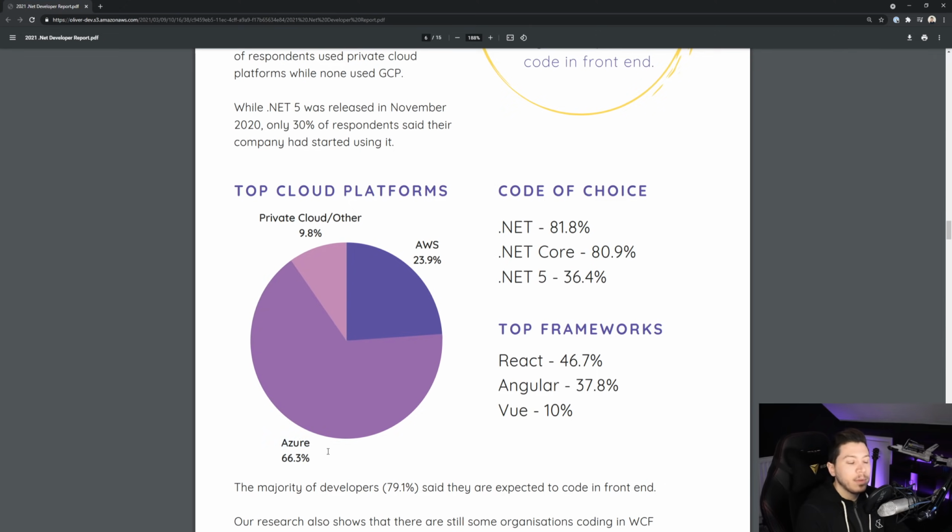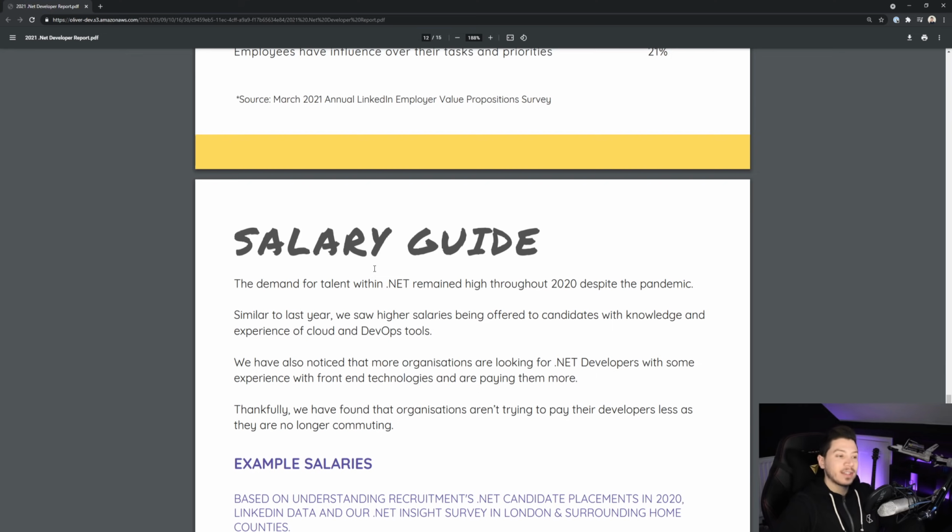So yeah, there's that. And then the cloud distribution is interesting, but kind of predictable. Azure is the majority because it's just so friendly with .NET, AWS is second, and then, who is using Google Cloud? I mean, come on. And here is the big thing, the salary guide. Now, disclaimer here, because you might see that and you're like, I'm not making that much. Why am I not making that much? That's bullshit.